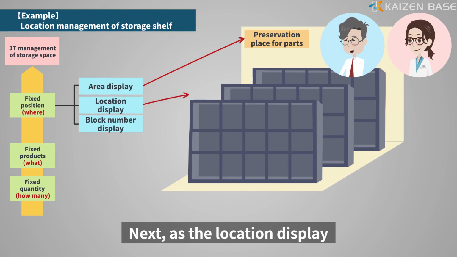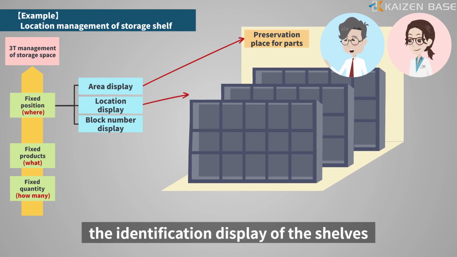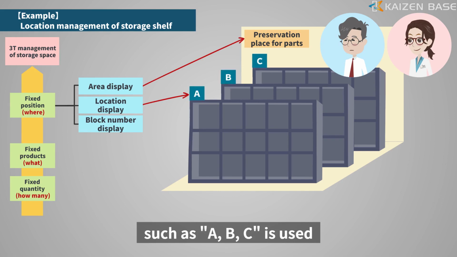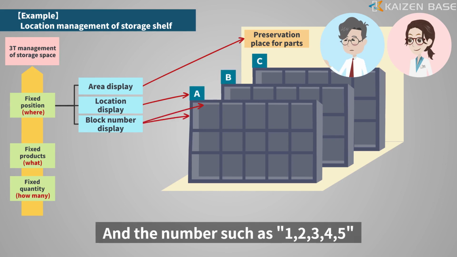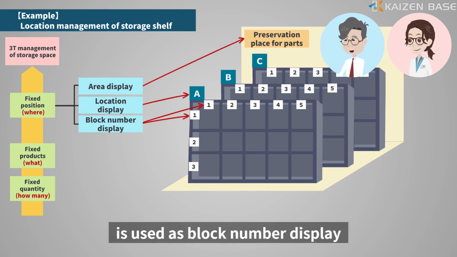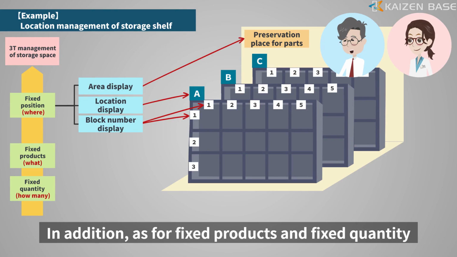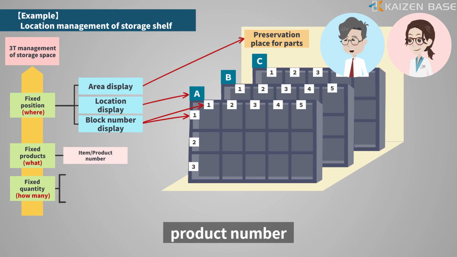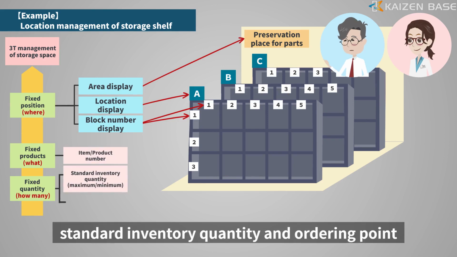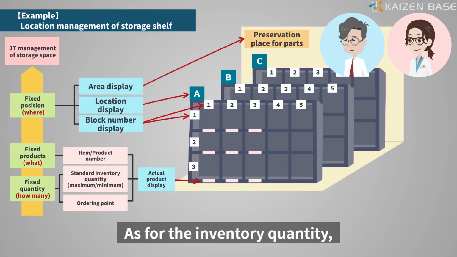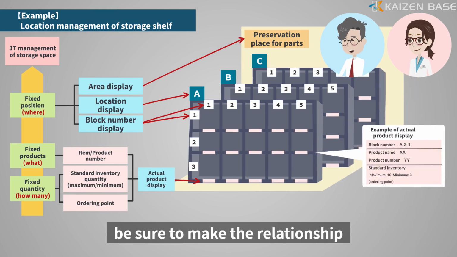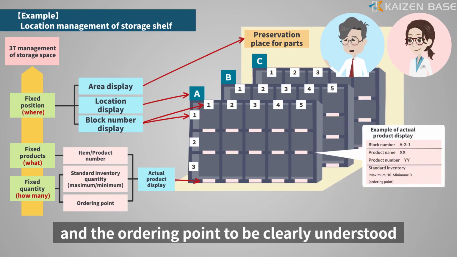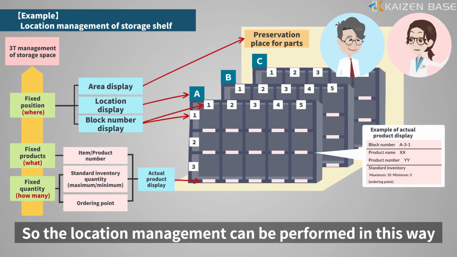Next, as the location display, the identification display of the shelves such as A, B, C is used. And the number such as 1, 2, 3, 4, 5 is used as block number display. In addition, as for fixed products and fixed quantity, actual product display is used to clarify the item, product number, standard inventory quantity and ordering point. As for the inventory quantity, be sure to make the relationship between the maximum and minimum quantity and the ordering point clearly understood. So the location management can be performed in this way.